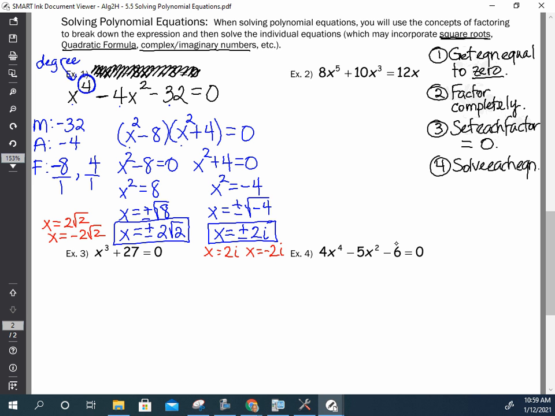So let me kind of warn you in advance. If you need to review factoring, you need to hurry up and do it very quickly. The homework that's due on Friday, the first part of it requires you to review factoring, in addition to solving equations.